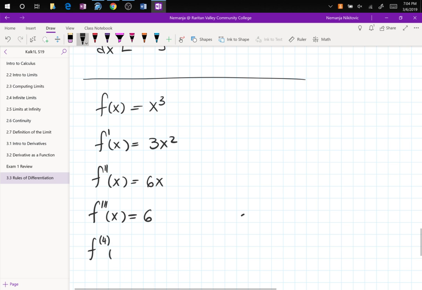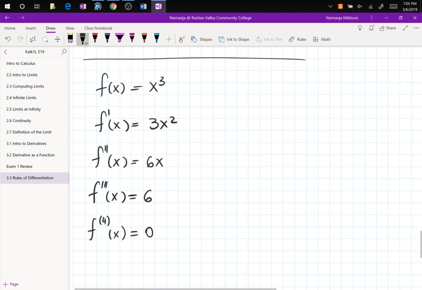Now, the fourth derivative and everything behind that is changing the notation to these parentheses where you write the number. Because you really don't want to go into a 20th derivative and do this. So what would be the fourth derivative? 0. How about the fifth derivative? And how about 173rd derivative? All zeros, right?